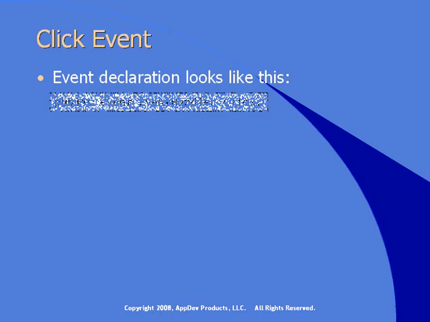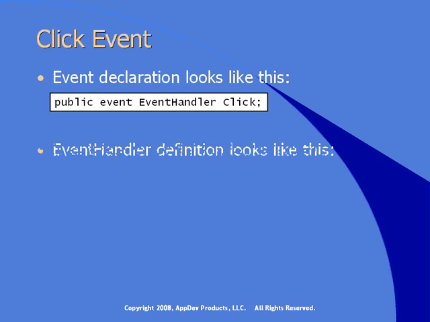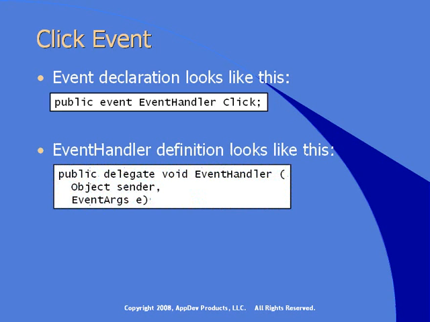The event declaration for the click event looks like this. It's a public event. The type of the event, the delegate that defines the event, is EventHandler, and the name is Click. The definition for that event handler looks like this. It's a public delegate. Delegate means this is a type that defines the behavior of a procedure. It's a void procedure. The name of the type is EventHandler. It must accept two parameters, the first one of type object, the second of type EventArgs. So if you want to have a procedure handle the click event, it has to have this general shape.